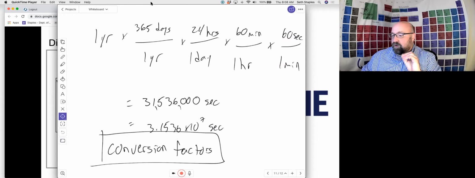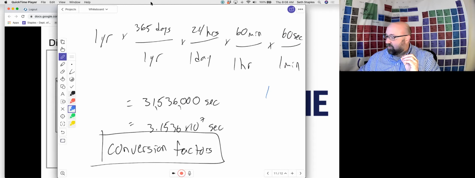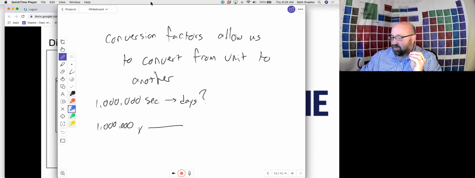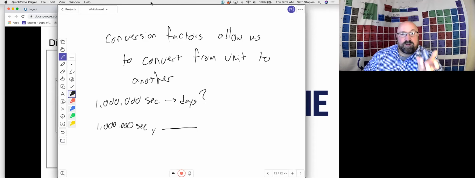Now, this is the power of conversion factors, is that I can write that conversion factor either way. I can either write it as 60 seconds per 1 minute, or I can think of it as 1 minute per 60 seconds. Same thing either way. But I see here that now I want to use this, and I forgot to write my units in on this one. Bad, Professor Staples. 1 million seconds. And so what you have to figure out when using dimensional analysis is first you have to figure out what conversion factor to use. And so we know what conversion factor to use.